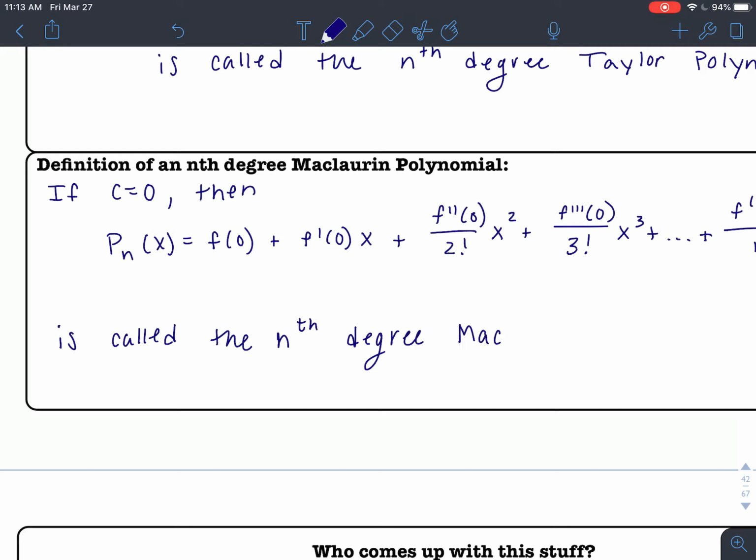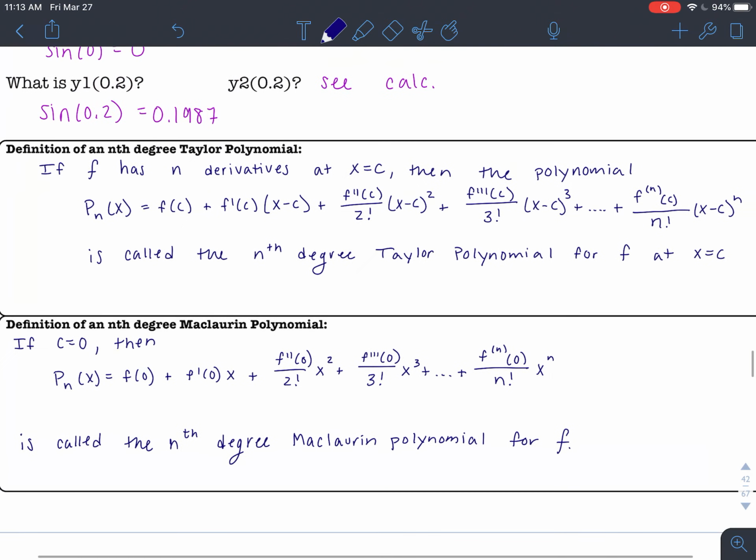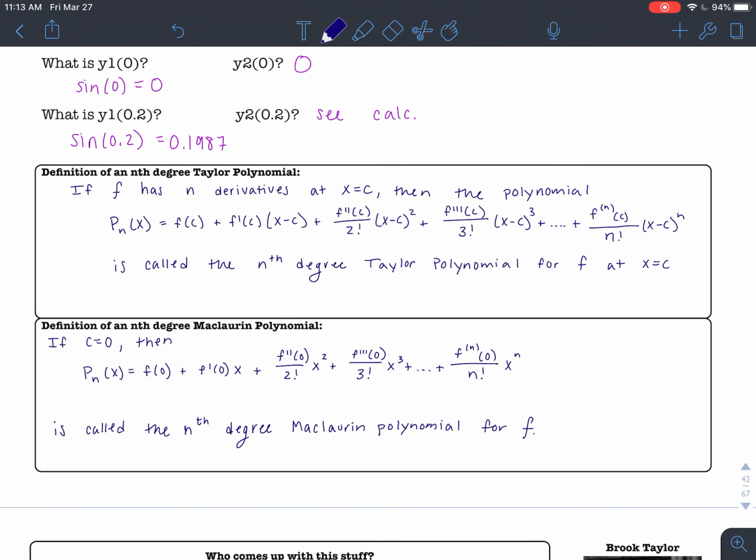That is called the nth degree Maclaurin polynomial for f. So a Maclaurin polynomial is just a special case of a Taylor polynomial where the center of the polynomial is around x equaling 0. It's kind of like how all squares are rectangles.